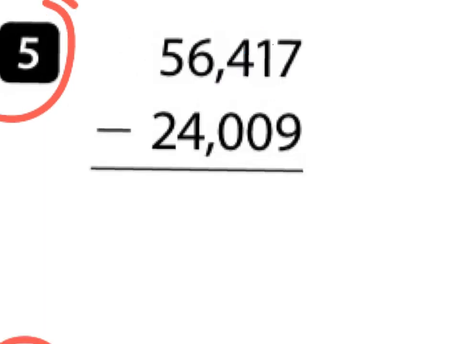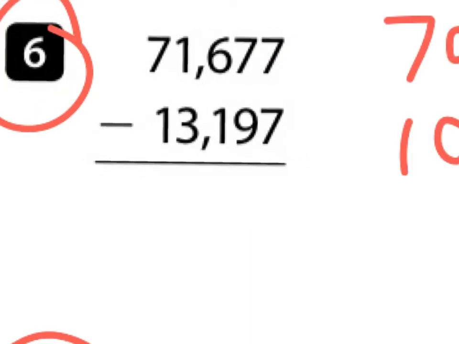Start off in our units place. 7 minus 9, we cannot do that, so we take 1 ten from here and we bring it over here. Now we have 17 ones. 17 minus 9 is 8. 0 minus 0 is 0. 4 minus 0 is 4. In the thousands place, 6 minus 4 is 2. My 10,000s place will give us a difference of 3. 32,408 is my difference.